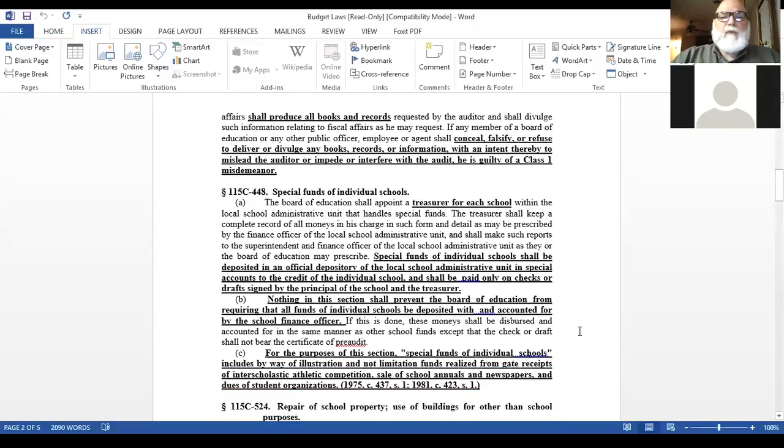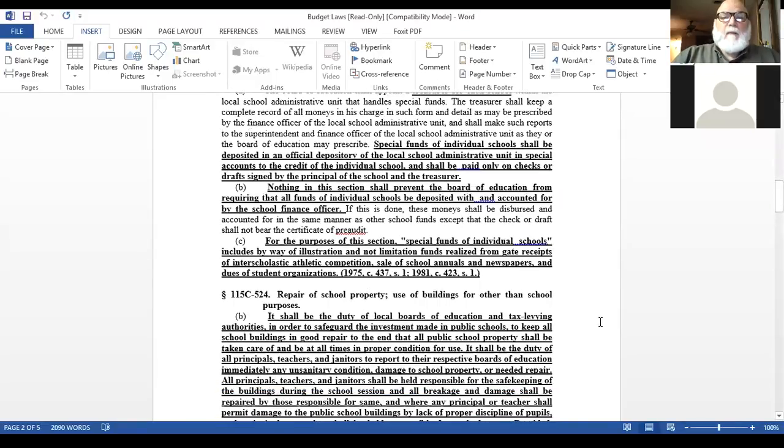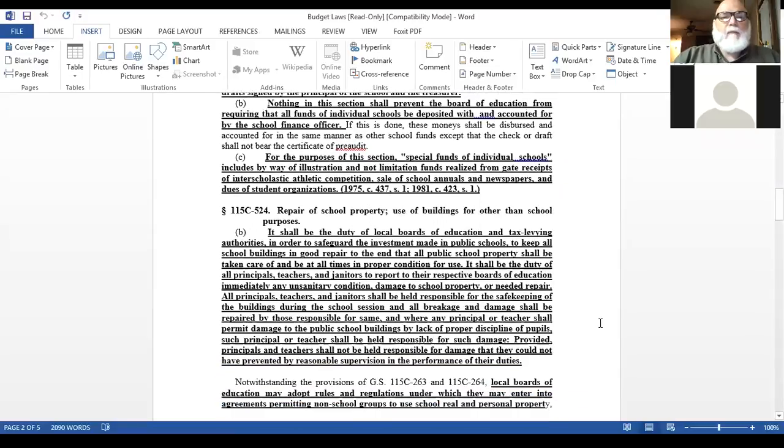Each school has a treasurer. That's usually your financial secretary. Checks have to have the principal's signature and the financial secretary's, a double signature. Special funds of individual schools shall be deposited in an official depository. That means you can't keep cash on hand, petty cash or any of that, and checks have to be written for everything. Funds have to be deposited and accounted for by the school. Again, all monies have to be receipted and accounted for by the school financial secretary.